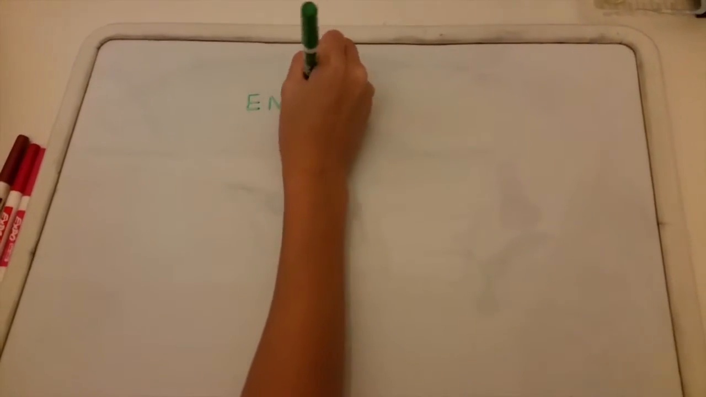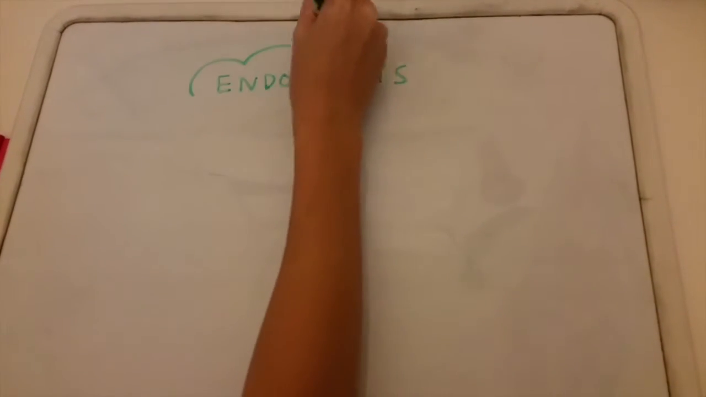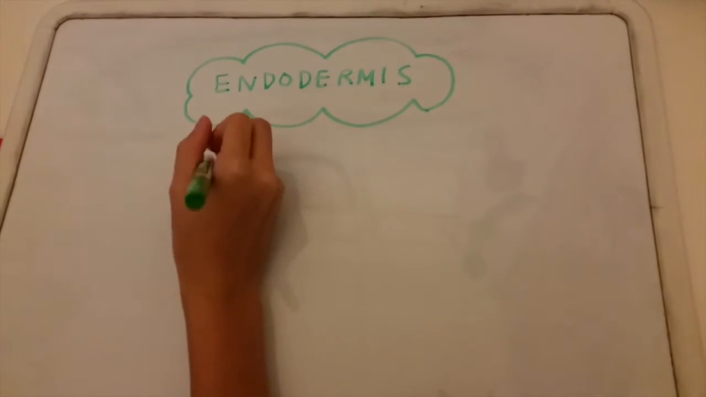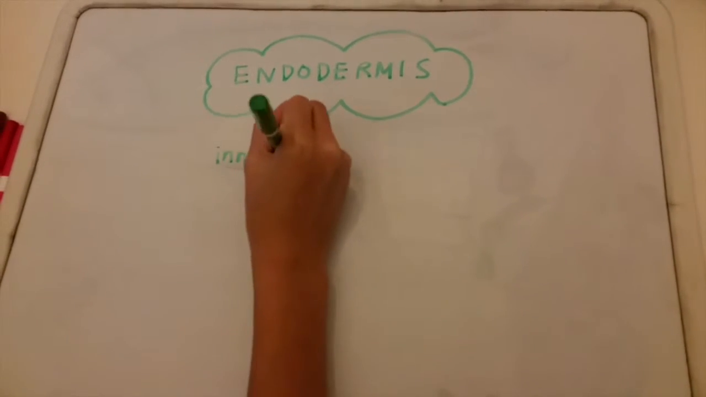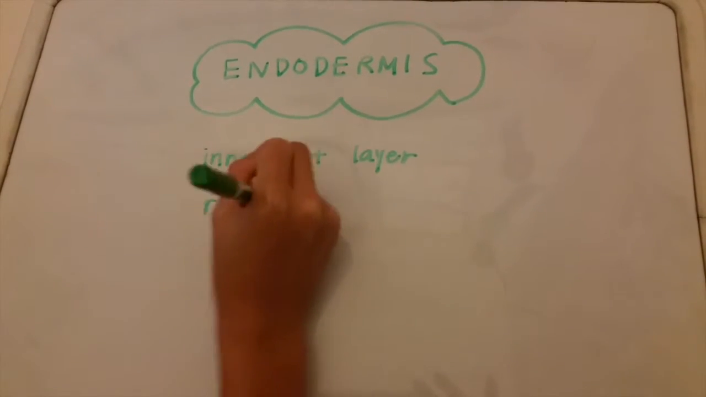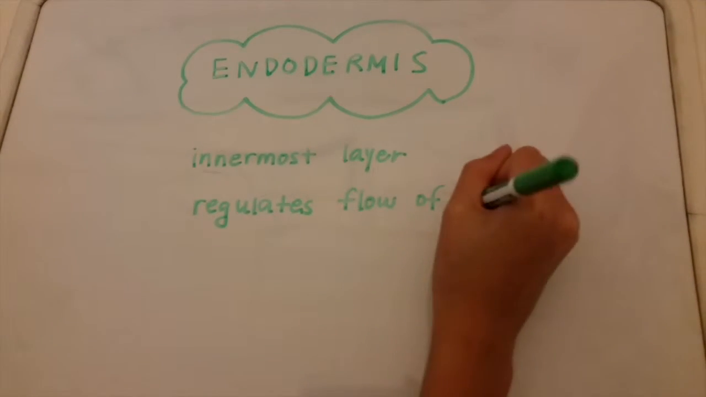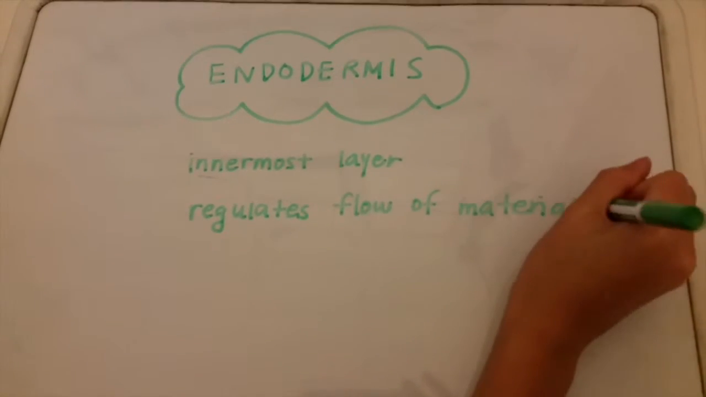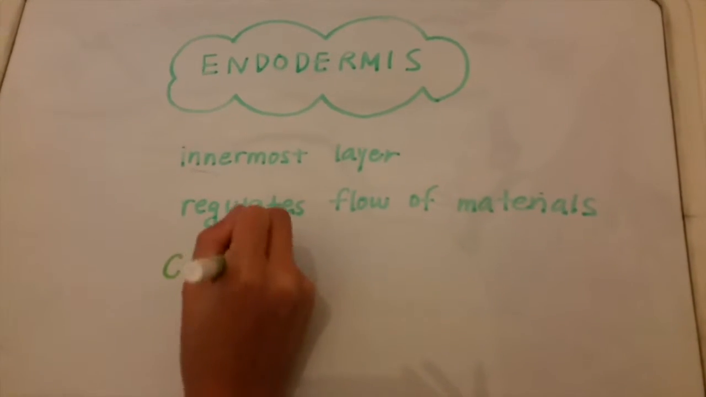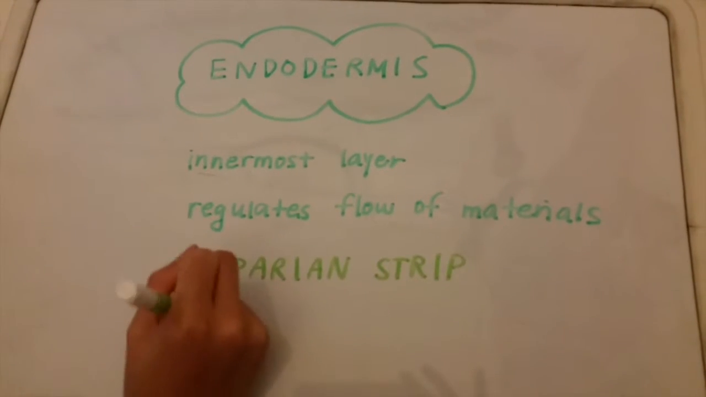Let's start with the endodermis. The endodermis is the innermost layer of the cortex, and it regulates the flow of materials between the cortex and vascular tissues. It also contains the Casparian strip, which acts as a selective barrier that regulates the uptake of water and minerals by the roots.